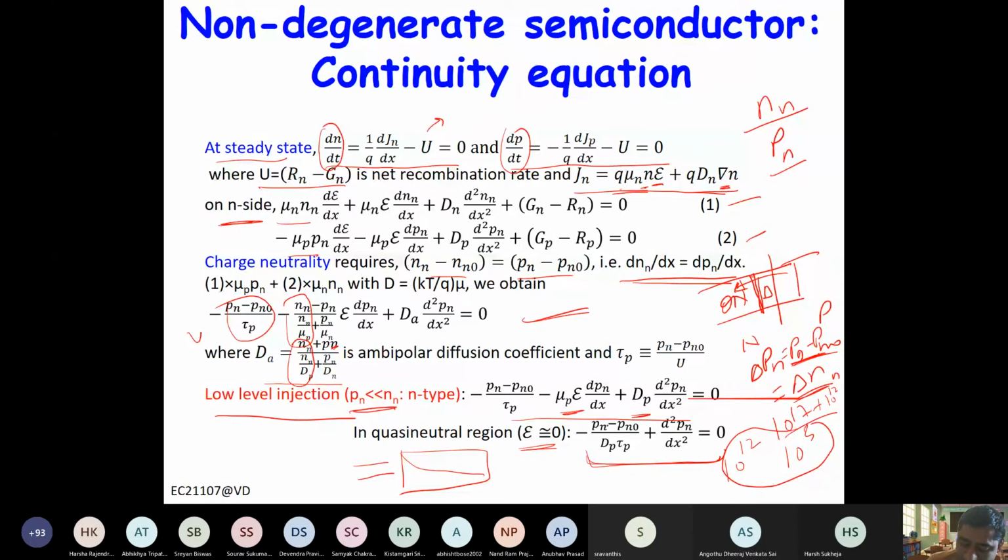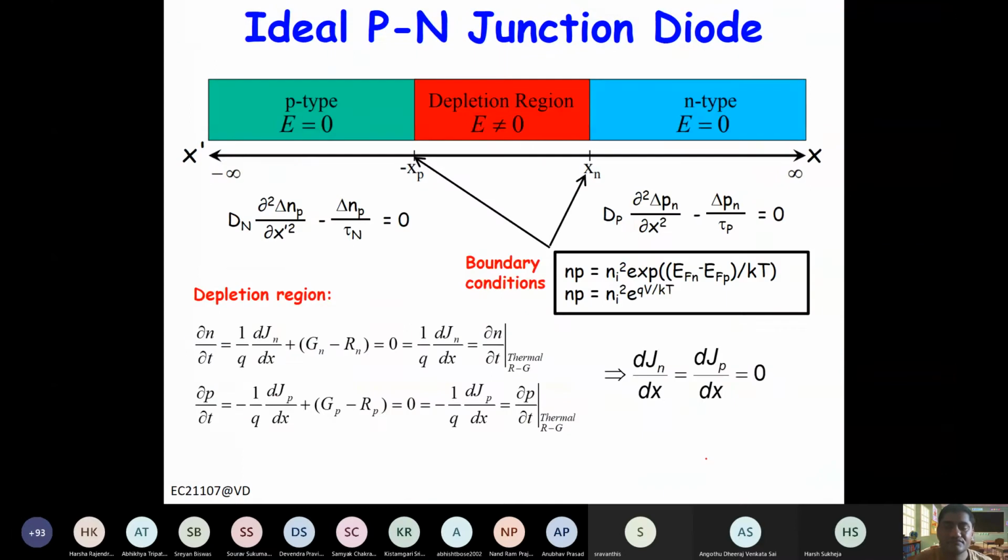d2p by dx square is equal to delta p by D tau, which is basically L square, the diffusion length. So if delta p is here, it becomes delta p by L squared, where L is the diffusion length. Of course, you don't have to go through this derivation. This is just to show you there is a formal procedure, but you can also directly write it. When you directly write it, you may not be clear how we are getting it. So this is to show how you get the equation, but we can directly write this for the quasi neutral region.